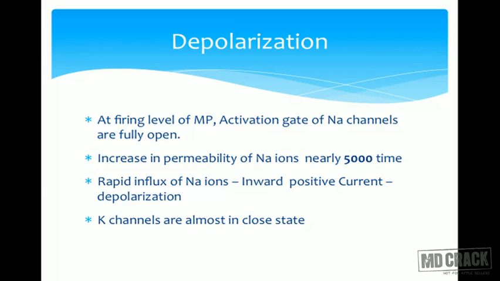So therefore the minus 65 level, which will be called the local potential, will not be able to generate the action potential. Action potential will be generated only by the threshold stimulus, which is able to take the membrane potential to the firing level. So what will happen when the membrane potential is taken to the firing level?